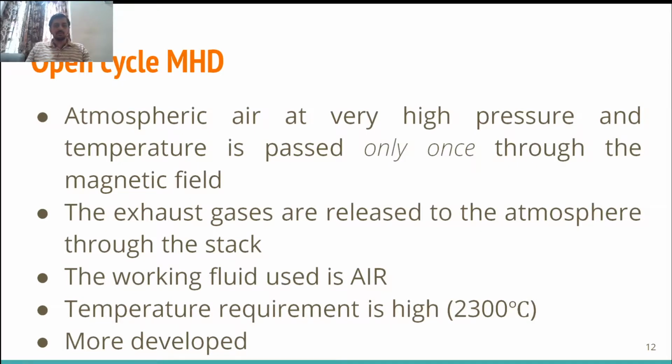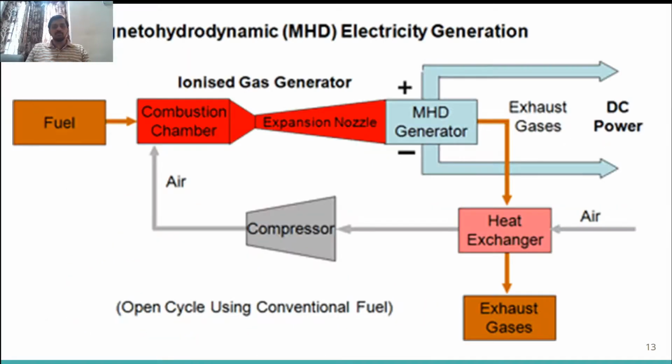So temperature requirement is pretty high, 2300 degrees Celsius. Open cycle magneto-hydrodynamic power generation system is more developed in power generation. So this is the principle. As a block diagram, it is the same thing that you have seen in the previous slide also. The used air, that is exhaust gas, is given out directly. It is not being recirculated.